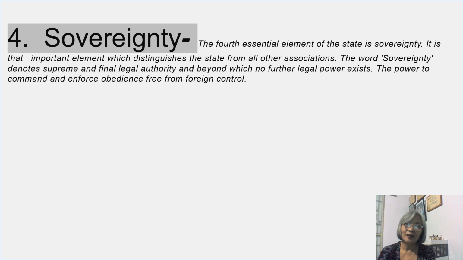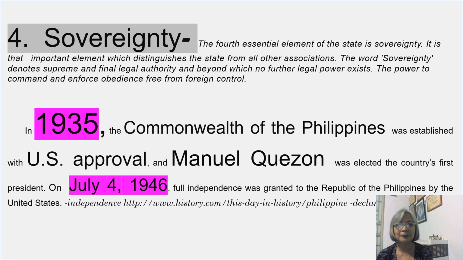So, let's study a little history on our sovereignty. In 1935, the Commonwealth of the Philippines was established with U.S. approval, and Manuel L. Quezon was elected the country's first president. On July 4, 1946, full independence was granted to the Republic of the Philippines by the United States. So, ang Amerika ang nagpapalaya sa atin, pero pinalaya nga ba tayo? Yun ang malaking tanong.